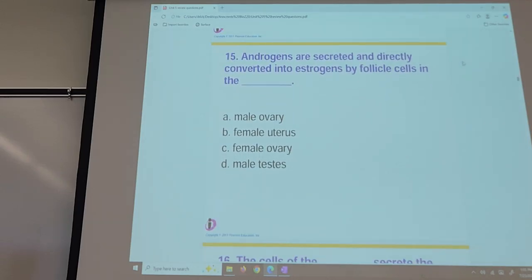Androgens are secreted and directly converted into estrogen by follicle cells in the female ovary, right? The uterus doesn't secrete hormones. It responds to hormones, but it doesn't secrete hormones. Ovaries do.